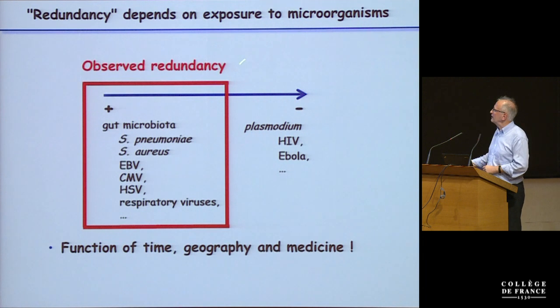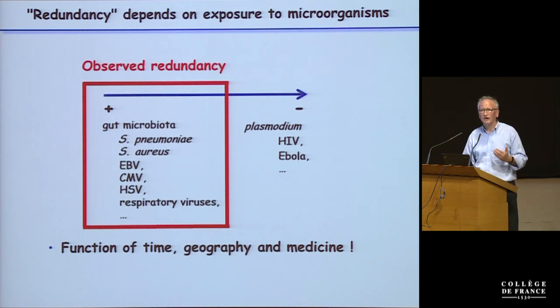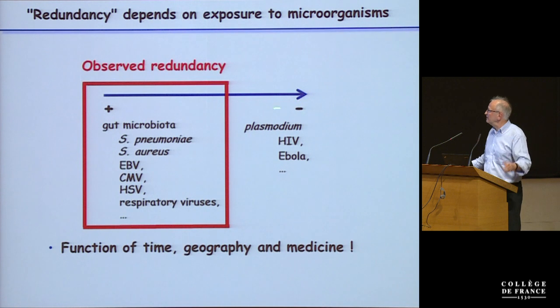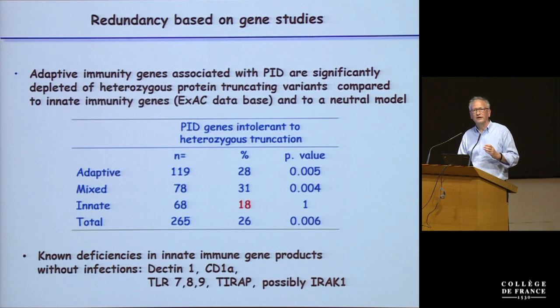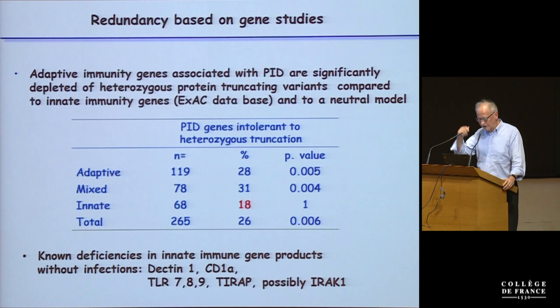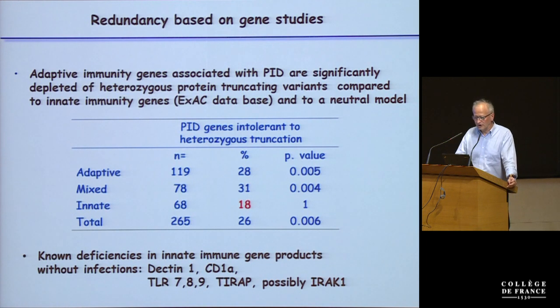Of course, we can't exclude that individuals who may have, say, mutations of TLR3 may be susceptible to other pathogens if exposed in other areas to parasitic diseases, Ebola, and so on. So, of course, this concept of redundancy is relative and has something to do with time, geography, and medicine. There are a few other data, notably generated by Antonio Rossell, that are supporting this concept of redundancy.